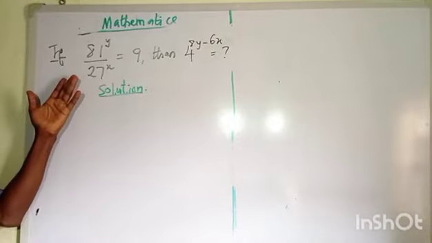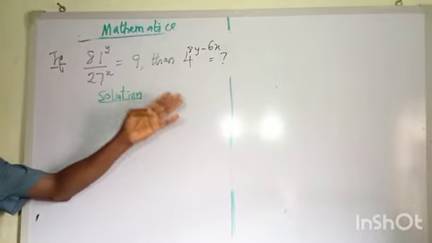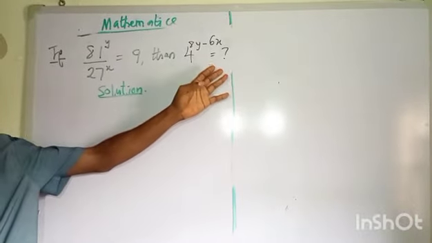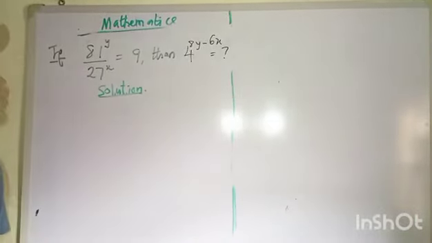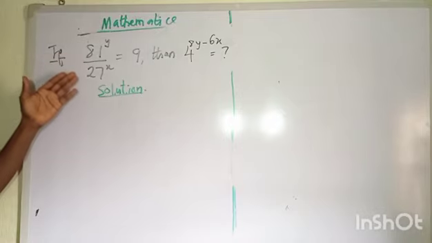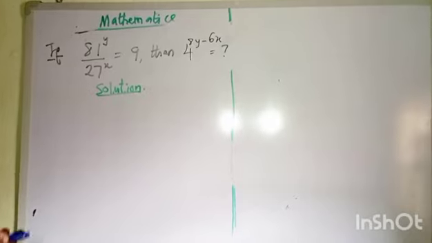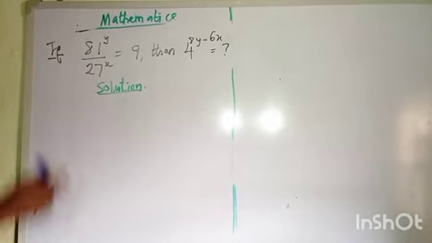Welcome to my channel, and this is an exponential equation. It says if 81 raised to the power y equals 27 raised to the power x equals 9, then 4 raised to the power 8y minus 6x equals what? Okay, so how do we solve this question? Since it's an exponential equation, if you check all the numbers involved, 81, 27, 9, they can all be expressed as base and powers of 3.